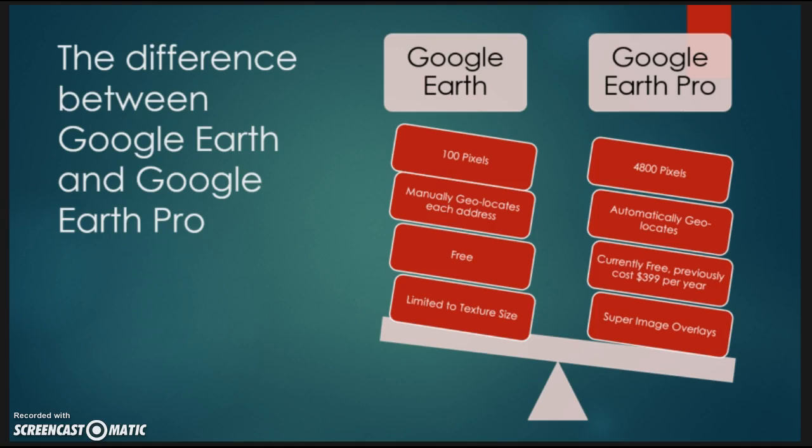So this chart also shows the differences between Google Earth and Google Earth Pro, like how Google Earth has only 100 pixels and Google Earth Pro has 4,800 pixels. And Google Earth and Google Earth Pro are different in that Google Earth requires manually geolocating each address, and Google Earth Pro automatically geolocates any address that you need.